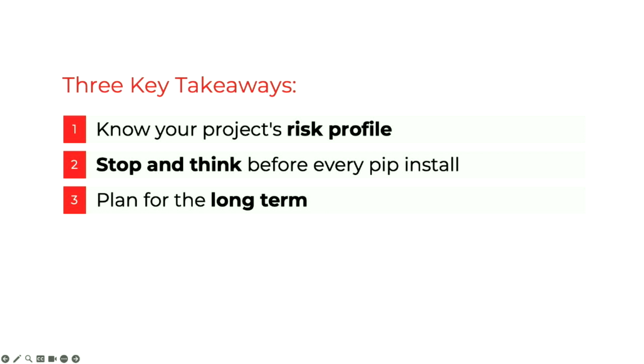My three key takeaways: know your project's risk profile. Make sure you understand how much risk you want to take. Stop and think before every single pip install. And plan for the long term. Plan for maintenance. Plan for what your app will look like in five years. Contribute back to the open source community and make sure that these packages are maintained long term. And finally, watch out for typos. Thanks very much.